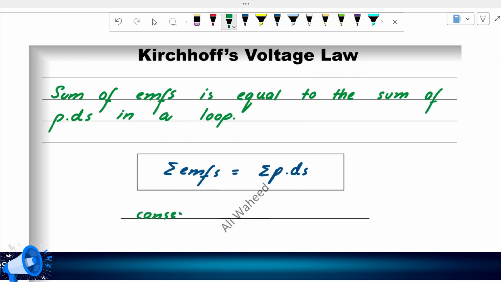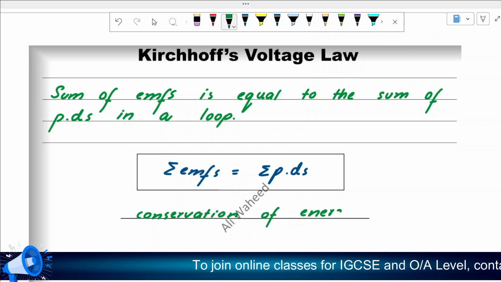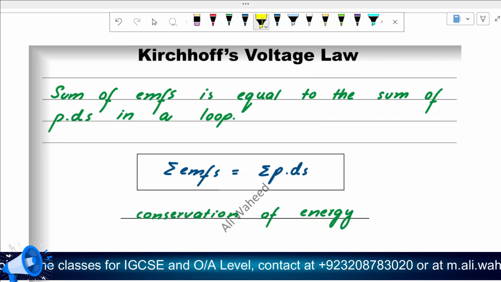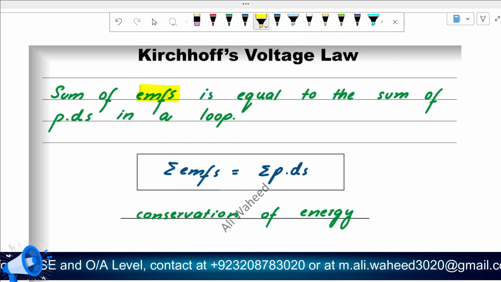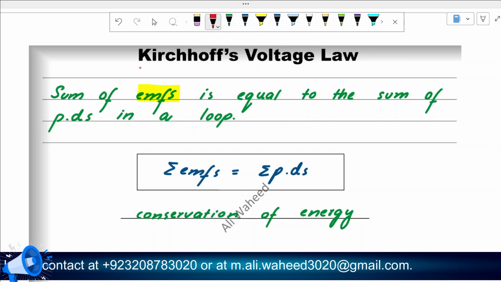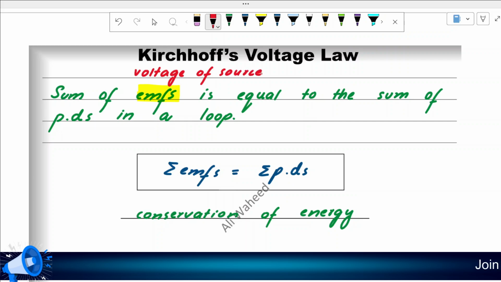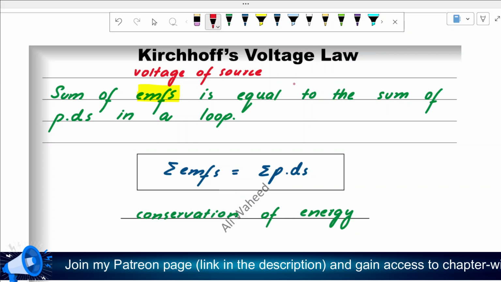They asked you this one in paper 1. Now keep it in your mind. When we use the word EMF, it usually refers to the voltage of the battery or the cell or the power supply. So voltage of source, the source of the electricity. It could be a battery, it could be a power supply, it could be a cell.